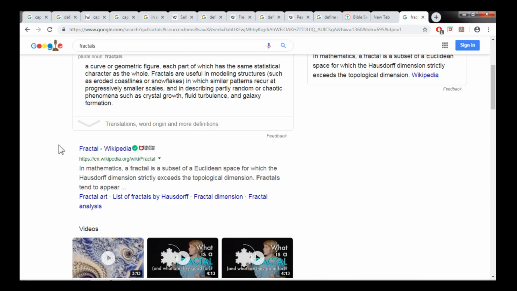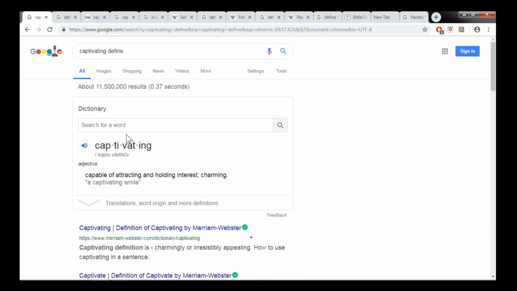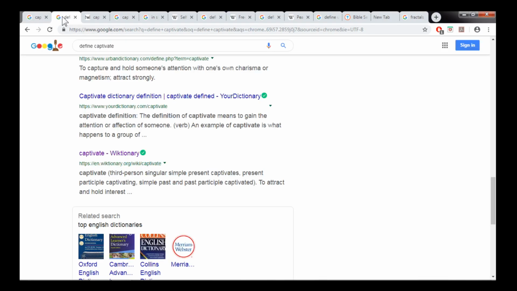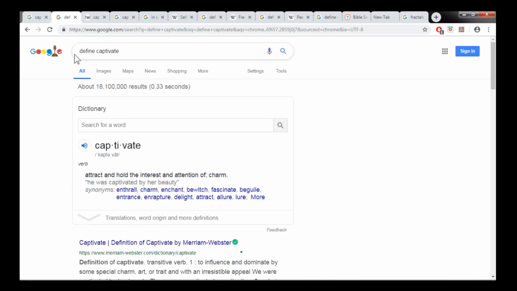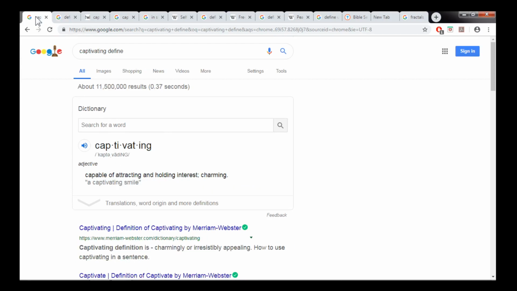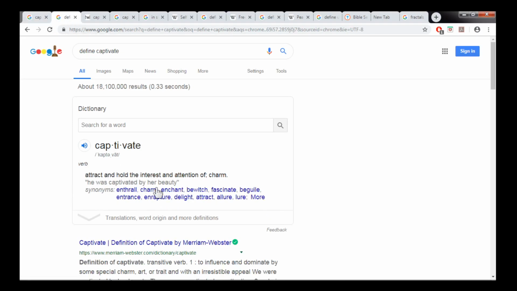And this is just so captivating, right? Capable of attracting and holding interest. Charming. Wow. Right? Captivate. This bash first says, captivate: attract and hold interest and attention, charm. Same bash, but now look. See? It means enthrall, charm, enchant, bewitch. Oh, they couldn't wait. Fascinate, beguile.